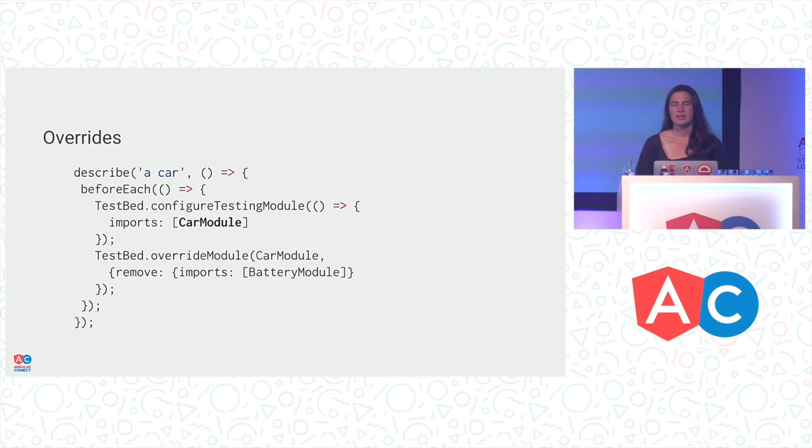And then one final thing that we can do with the TestBed is we can override a lot of things. Specifically, we can override properties from the module before we actually instantiate it. So if we needed to, for example, say that we imported a separate battery module and we just wanted to get rid of that, we can use the TestBed's overrideModule function to just remove that import, and then we can provide everything that we need in whatever way we would like.